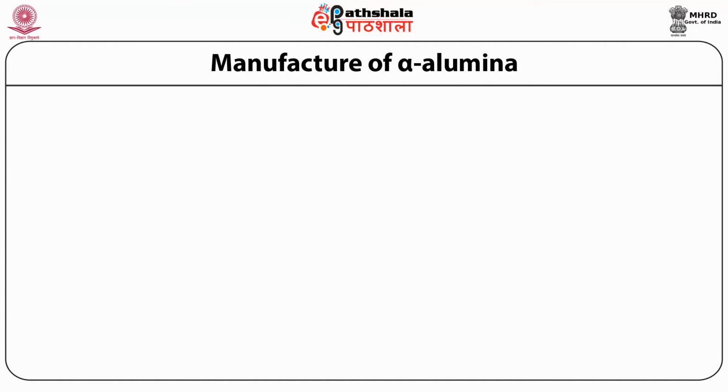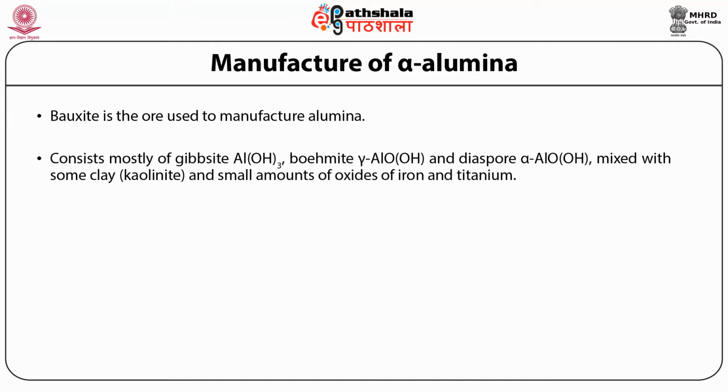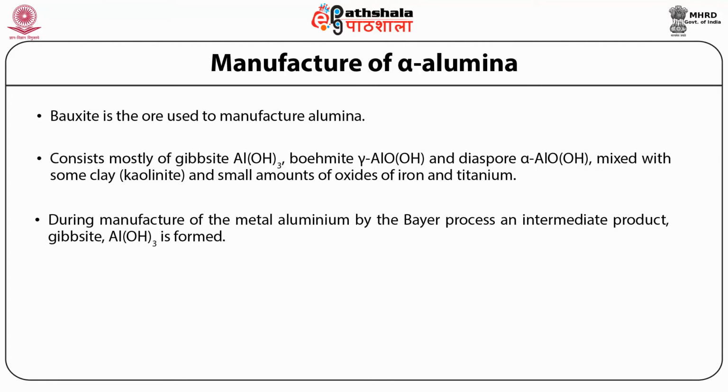Manufacture of alpha alumina. Bauxite is the ore used to manufacture alumina. It consists mostly of the minerals gibbsite, that is aluminium hydroxide Al(OH)3, boehmite, gamma AlOOH, and diaspore, that is alpha AlOOH, mixed with some clay, that is kaolinite, and small amounts of oxides of iron and titanium. Most of the bauxite is used to produce the metal aluminium by the Bayer process. The Bayer process is a very famous process, and an intermediate product in this process is the hydroxide of aluminium called gibbsite, that is Al(OH)3.